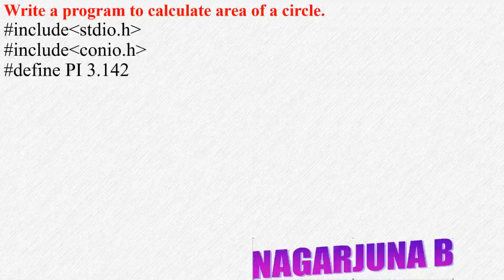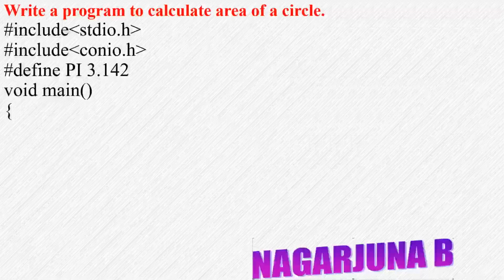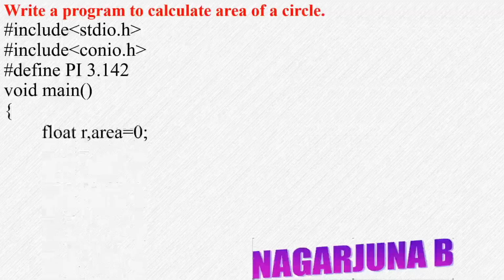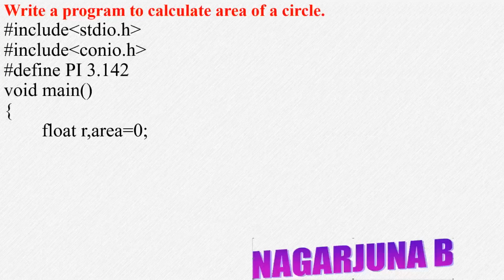And next write down void main open bracket close bracket. After that open the flower brace. Then I require two variables. I will be declaring them as float variables by writing float space r comma area equal to 0 semicolon. I have initialized the value of area with the value 0.